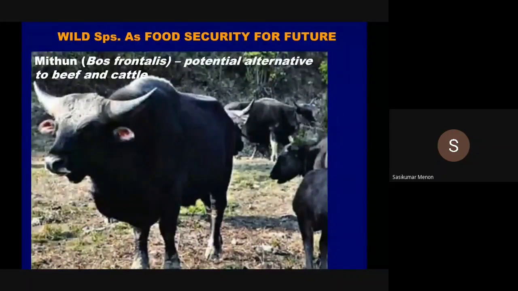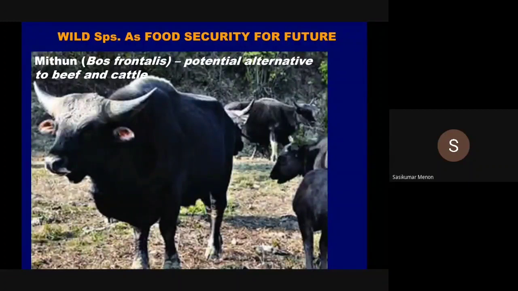Now here is another example. In our own country, the mithun is now being touted as the replacement for our cattle. With the beef ban, Northeast India found it very difficult to survive without beef, and they have now come up with the idea, why not use mithun. They were using mithun, and mithun beef is much more tender and tastier than beef, and the leather from the mithun is supposed to be of better quality than from our cattle.